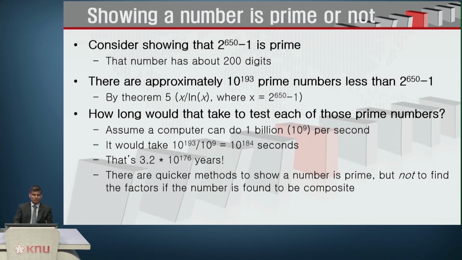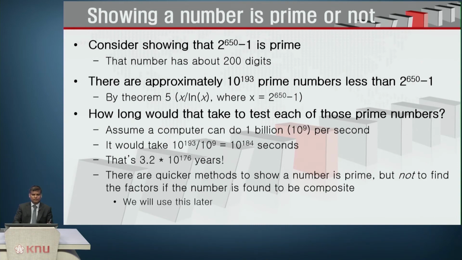So here we talk about just testing 200-digit primes. If you want to test each of these primes, it takes 3.2 times 10 power 176 years. That's too much. Of course, there are quicker methods to show that a number is prime.